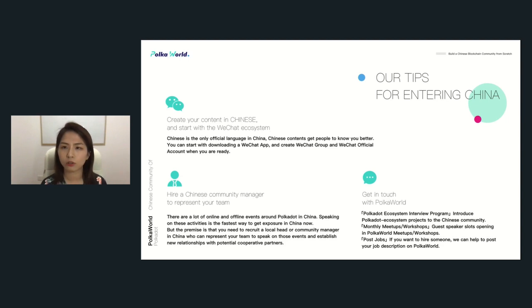And the second thing is to hire a Chinese community manager to represent your team. There are a lot of online and offline events around the Polkadot ecosystem now in China, and you can speak at those events and promote your project. I think it's maybe the fastest way to get exposure in China now. But the premise is that you need to hire someone to represent your team, and also he or she can establish some new relationships with potential partners.